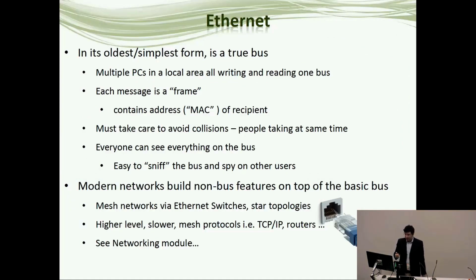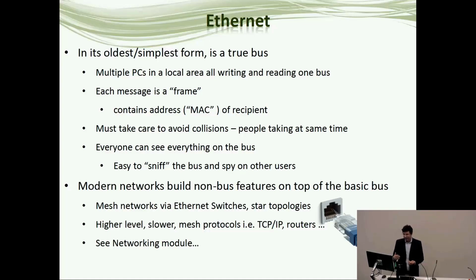Ethernet, you're probably all familiar with. In its oldest and simplest form it is a true bus. Remember, a true bus has this property: every message is visible to everyone on the bus. Nowadays, Ethernet is usually used as a low level of the networking stack. When you do your networking module, you'll see TCP, IP, and everything sitting above Ethernet, which are certainly not bus architectures, but Ethernet itself is the lowest level, and it exhibits the bus properties. So raw Ethernet is much older than these higher level systems. You can use Ethernet by itself just to network a bunch of computers in the same building.